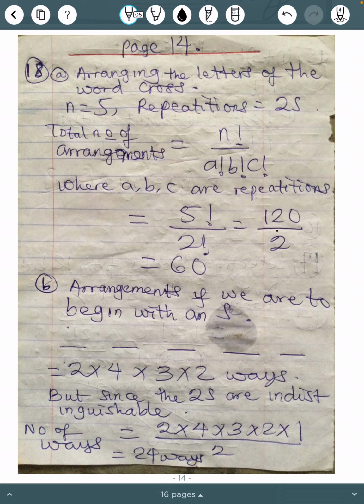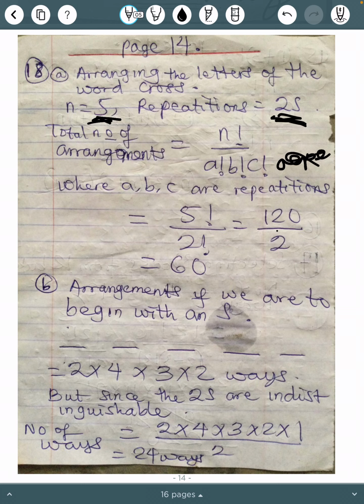If there's no restriction, the letters of the word CROSS has 2 S's. So our number of letters is 5, but there are 2 repetitions, so 2s. N factorial over A factorial times B factorial times C factorial. These are my repetitions. That's how we do arrangements where there are repetitions. So this will give you 5 factorial over 2 factorial, and you get 60.